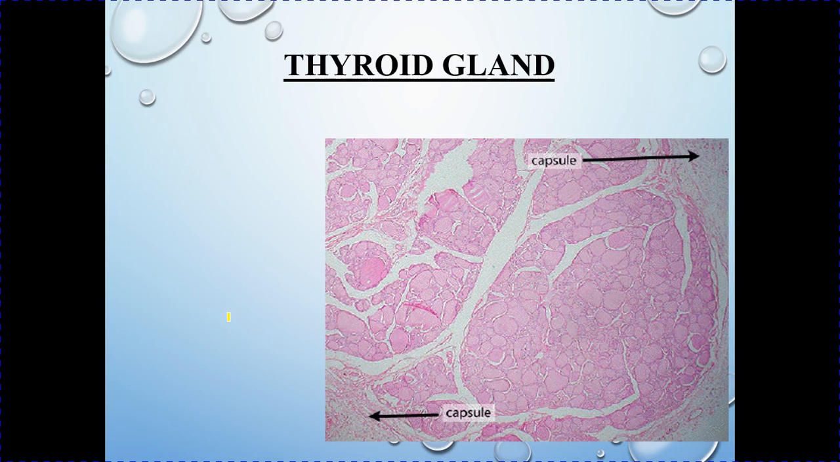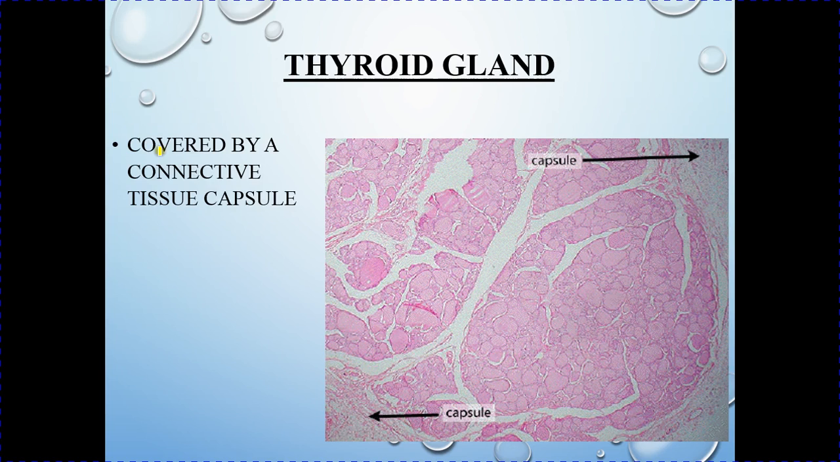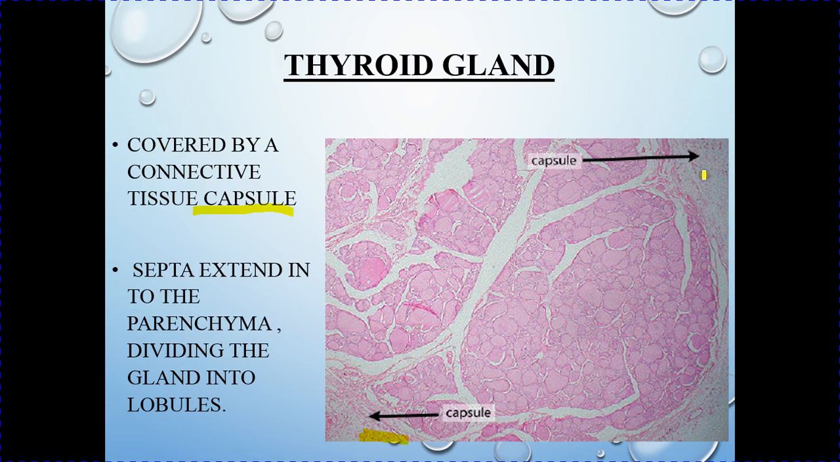Histologically, when we see the thyroid gland, we find that it is covered by a connective tissue capsule. Now you can see in the microscopic image that this is the connective tissue capsule which is covering the thyroid gland externally, as well as the capsule is sending inside septations, septas, which are dividing the parenchyma of the gland into lobules. So thyroid gland is divided into lobules by the help of the septas which are formed by the connective tissue capsule. In these septas, the blood vessels, the nerves, and the lymphatics pass to the parenchyma.